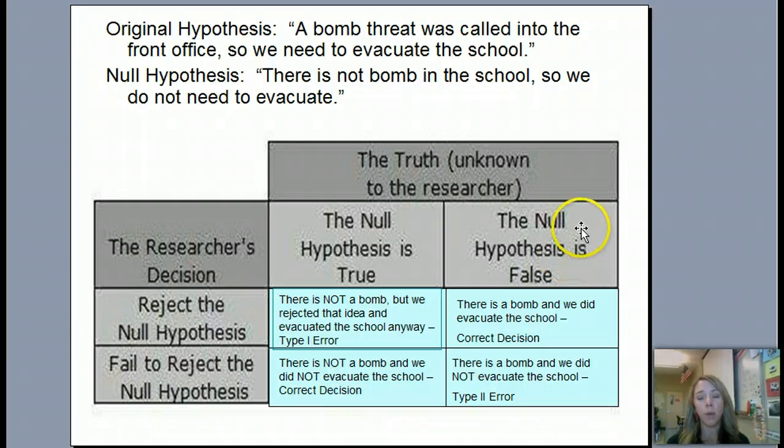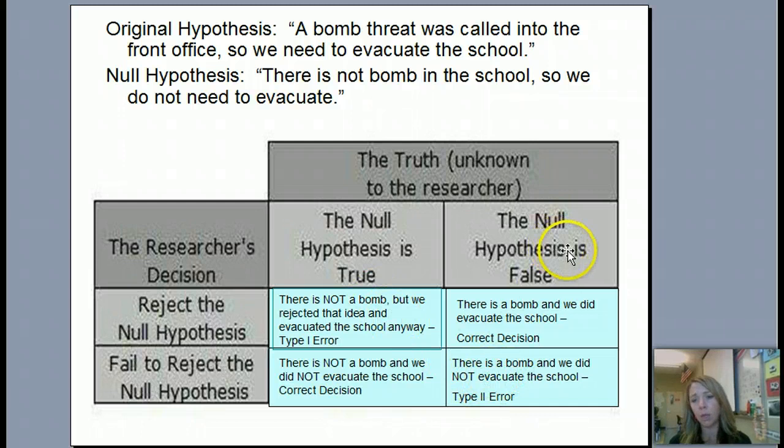Opposite, the null hypothesis is false. The null says that there's not a bomb in the school, so we do not need to evacuate. That's wrong, and we did evacuate the school anyway, so we rejected the null. That would be a correct decision because there is a bomb, and we evacuated the school. Correct decision. Now let's go to this one. The null hypothesis is false. There is a bomb, and we did not evacuate the school. Type 2 error. Okay, so they're both wrong, type 1 and type 2.